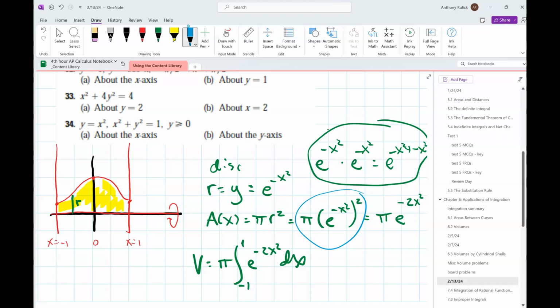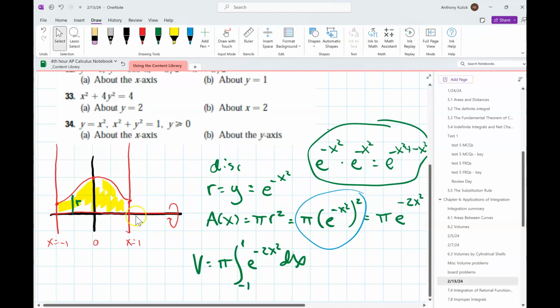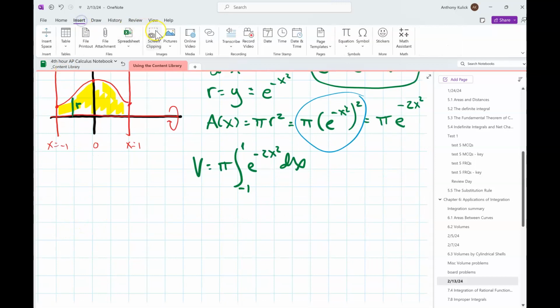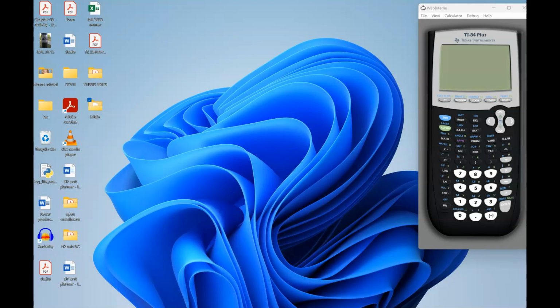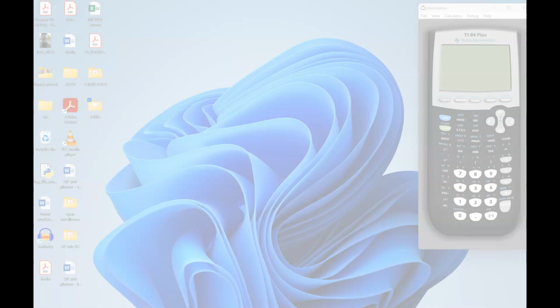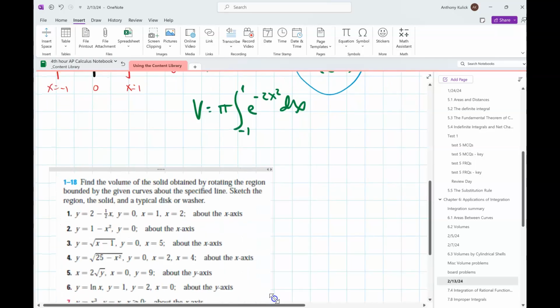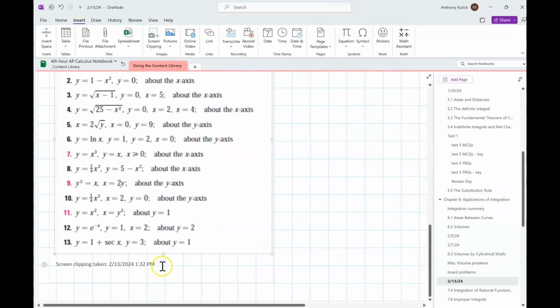Nolan, do 6.2 number 1. I felt like I knew how to do it the whole time, but I didn't get the right answer. So I don't know. 6.2 number 1. So I put a whole bunch of them in here.